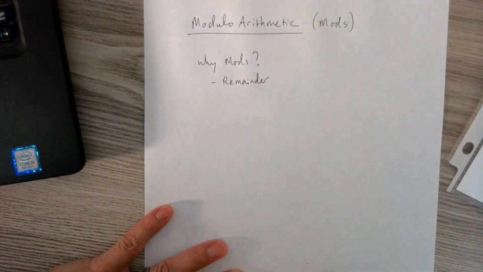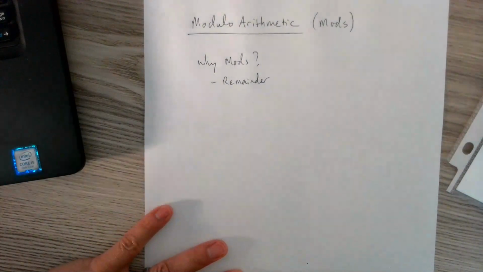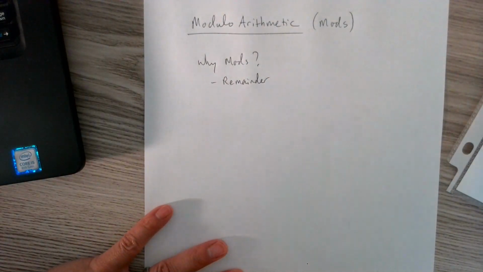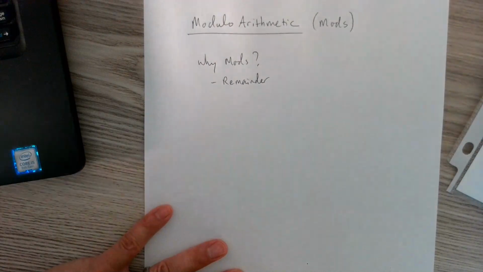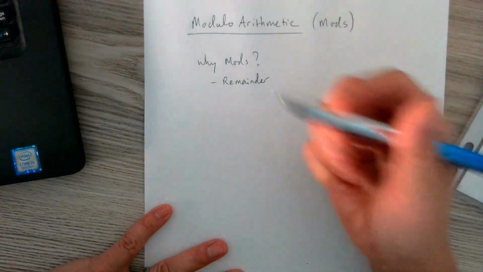And modular arithmetic, or mods, heavily emphasizes the remainder. When you divide two numbers, it reveals what the remainder is, and it also shows how important the remainder is in a relationship between two numbers. So what do I mean when I say mods help us with remainder?